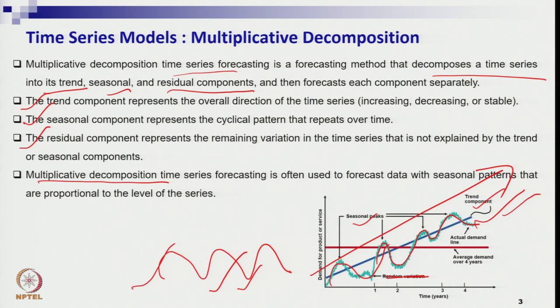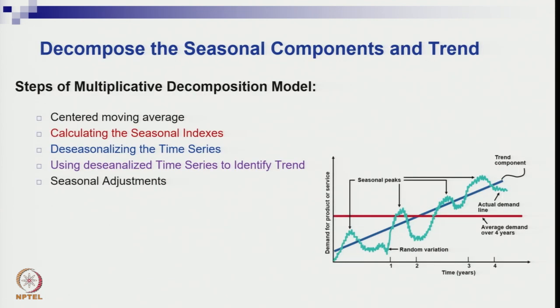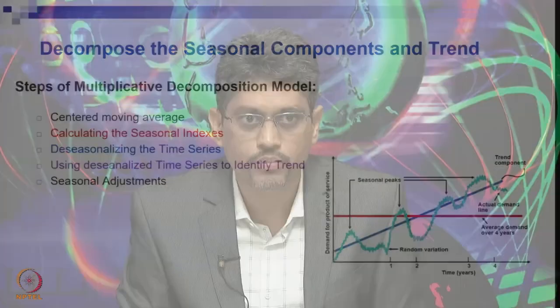method. So let's see how it works and what are the process involved or the steps involved under multiplicative decomposition method. And with the numerical illustration, we'll try to understand the process and the calculation of this decomposition method. There is another process called additive decomposition method. We are not discussing that. We'll be restricting our discussion only on multiplicative decomposition method. So there are five major steps in this decomposition method or multiplicative decomposition method.